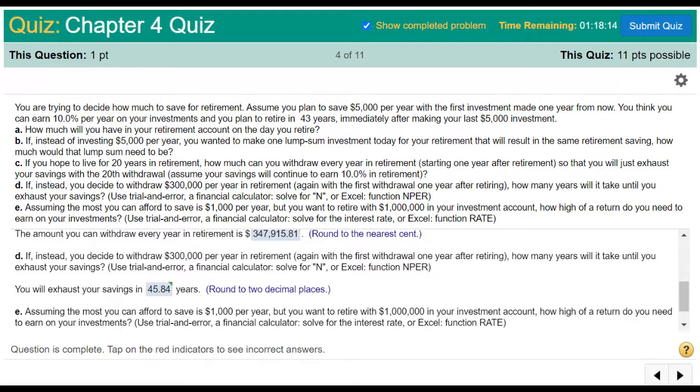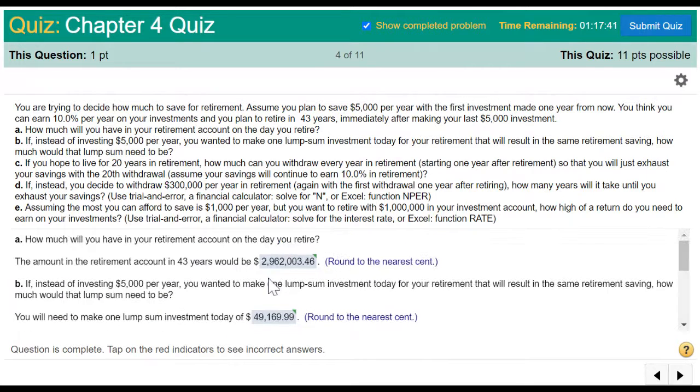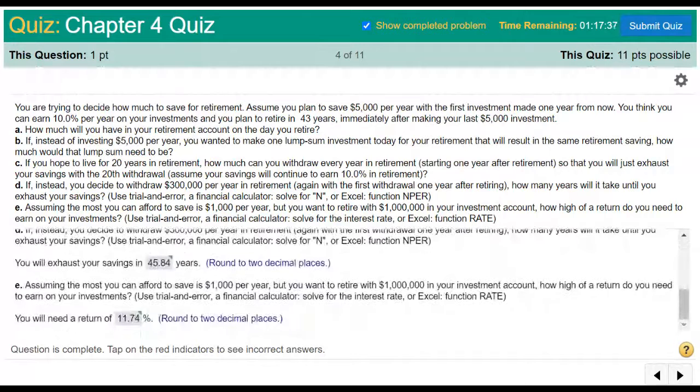Now, this is saying I want to know if I would draw $300,000 per year, how long would it take me to exhaust the money? So I leave N out and I put 10%, and payment, I put negative 300,000. Present value, I put 2,962,003.46. Future value, I put as 0, and I compute for N. I should come out to 45.84.